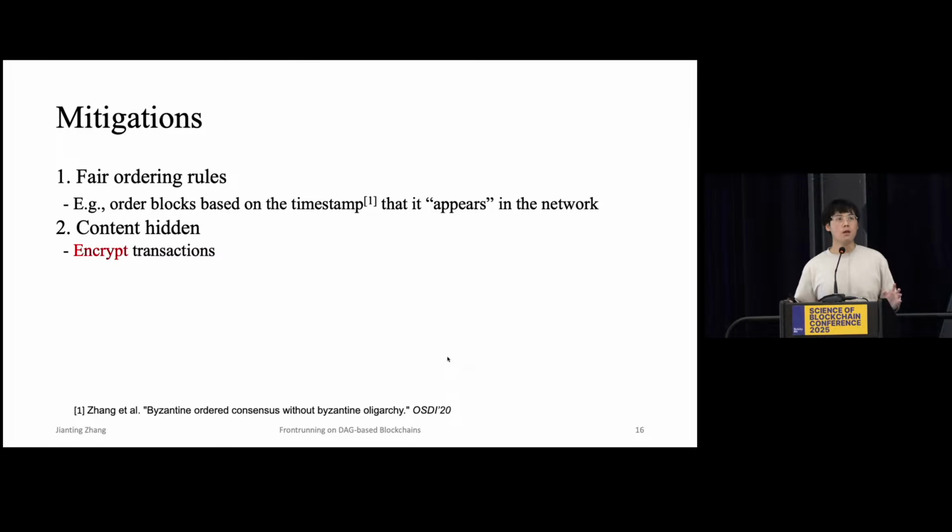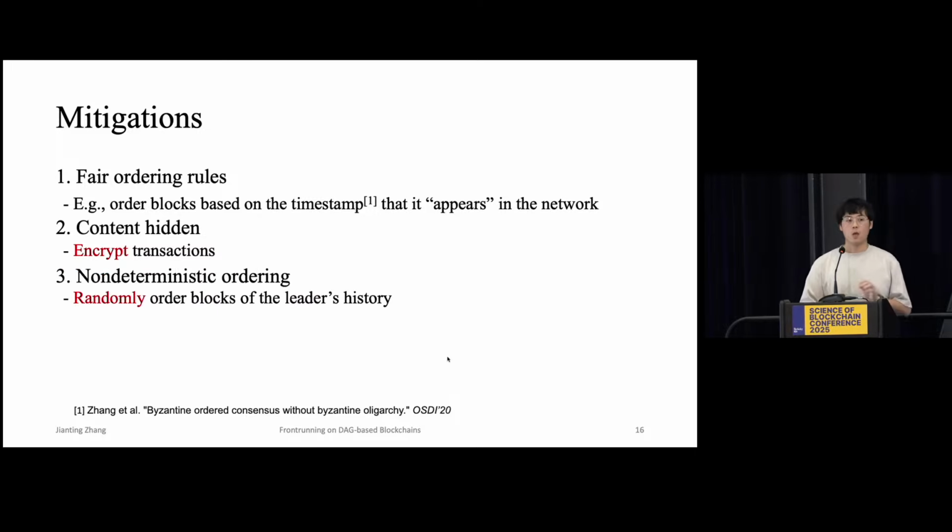The second mitigation is that we can encrypt the transactions, such that the malicious replicas have no idea whether the transaction can be front-run or not. Of course, encrypted transactions will introduce some extra computation complexity.